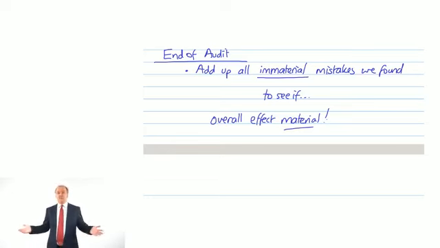But some companies want to put everything right. They don't want any mistakes in there, big or small. So at the end of the audit, pass the list of mistakes to your client, suggest they put them right, and make sure they put enough right so that when you add up anything that's left over that is still wrong, it is not overall material.